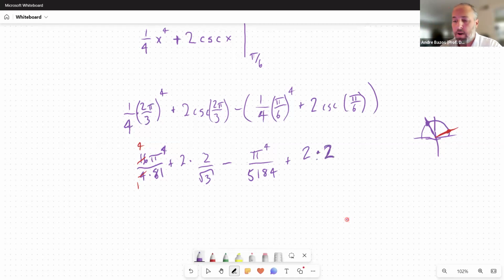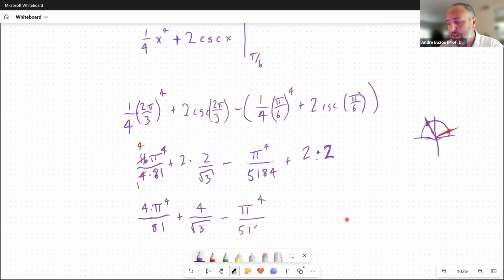All right, so let's just simplify it a little bit. Pi to the 4th power over 8. Oh, I forgot the 4 there. Plus 4 over root 3. I can rationalize that, yes, but it's ugly. Pi to the 4th over 5,184 plus 4.